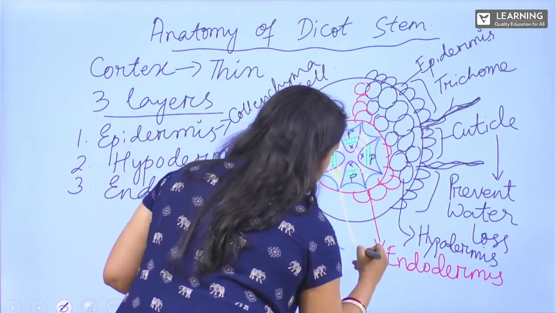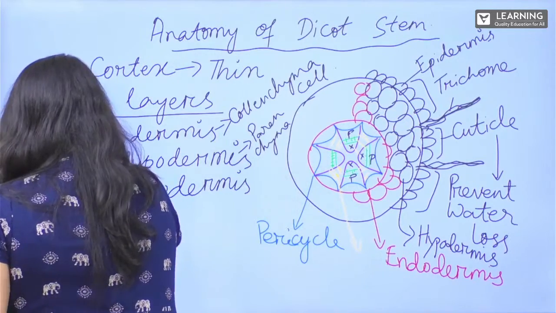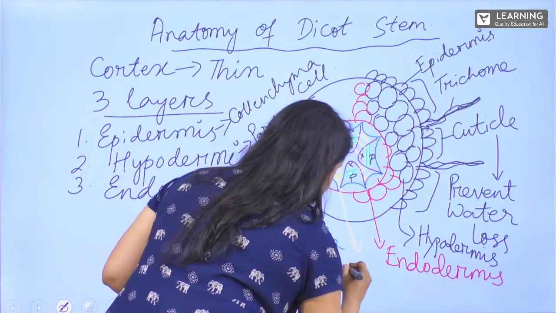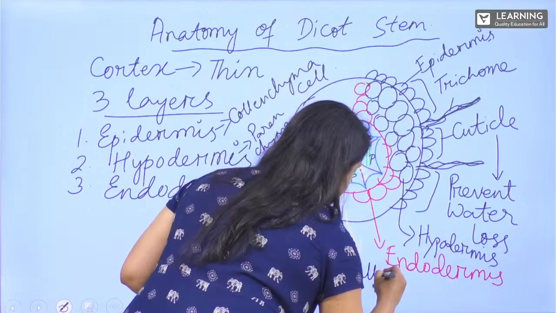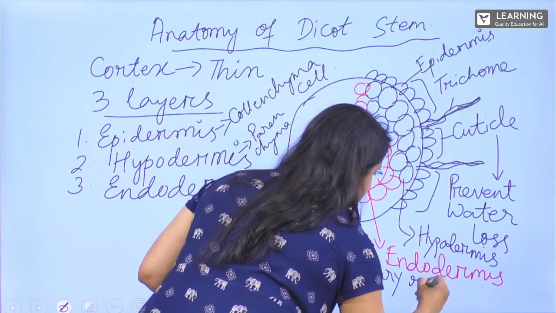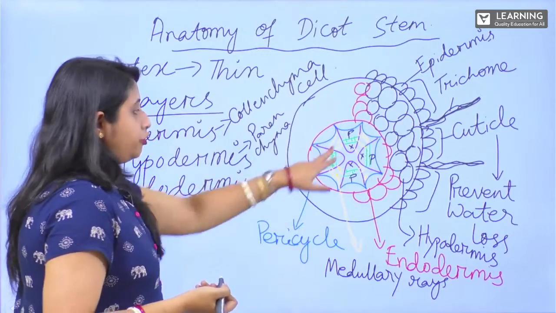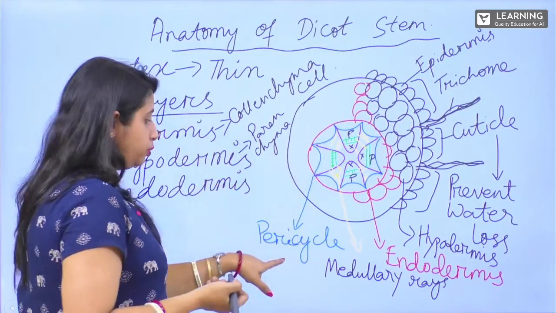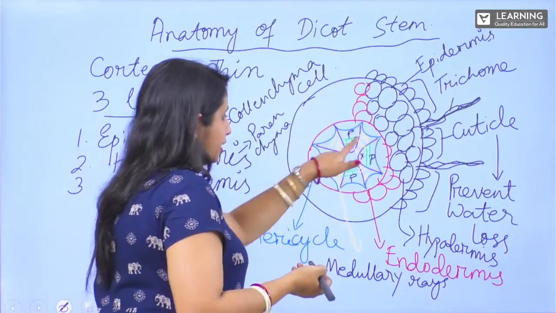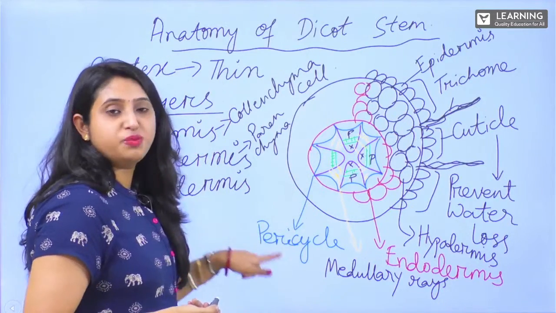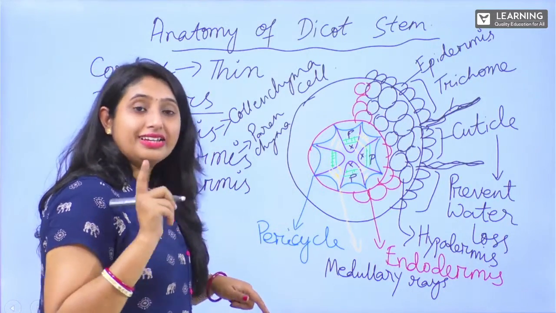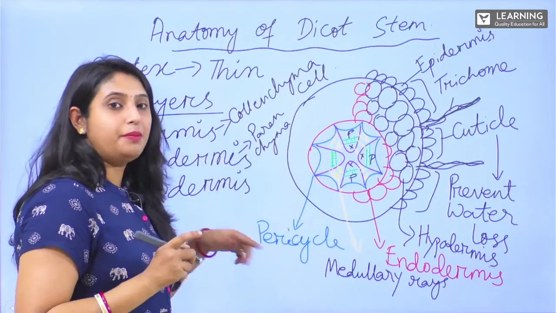These rays are called medullary rays. So it is arranged in the form of a semi-lunar moon. So this pericycle, as you can see, is made up of sclerenchymatous cells, not parenchymatous cells.